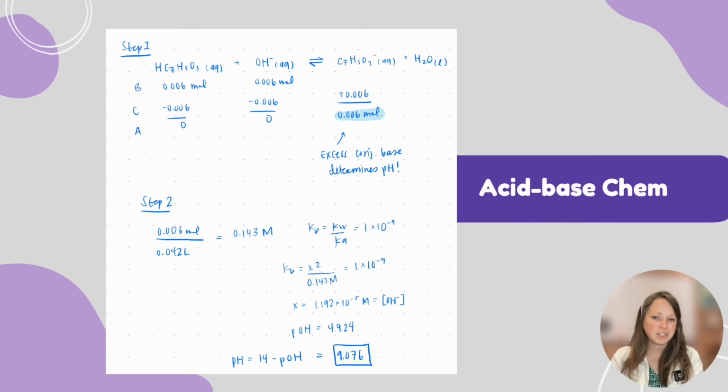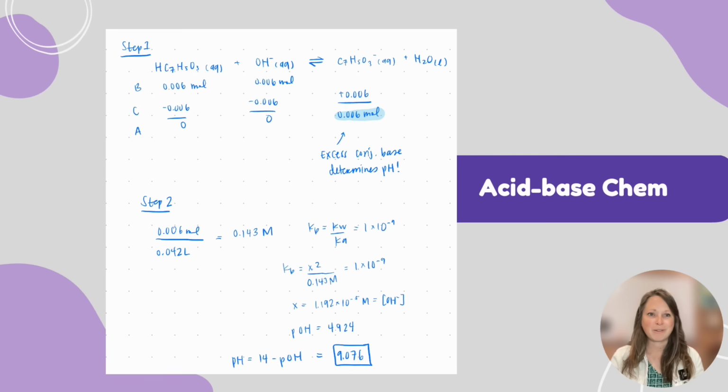Then I'm going to add to my conjugate base. I'm going to end up with 0.006 moles of that conjugate base, and that's what's going to drive and determine pH. So now in step 2, I've got to find the concentration of that. I look at my total volume. I had 30 mL of my weak acid, and I have 12 mL of my sodium hydroxide to get to that equivalence point. So 42 milliliters overall. I take my moles, I divide by the volume, that gives me my concentration.